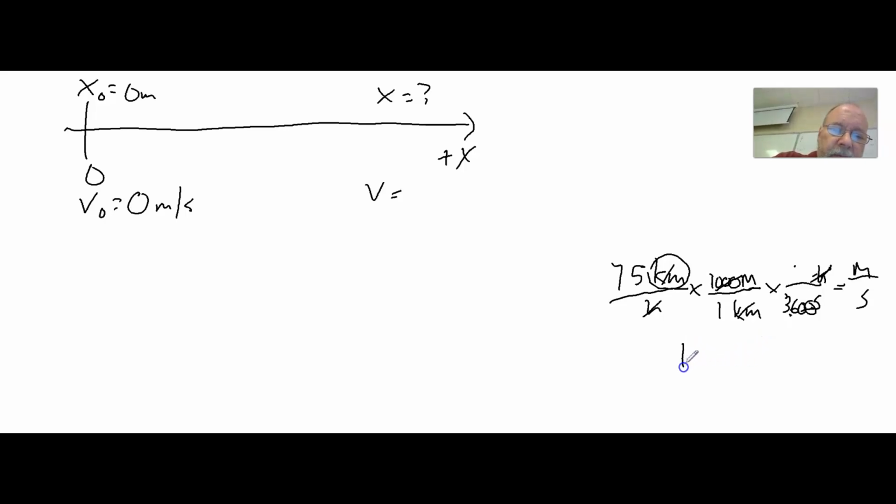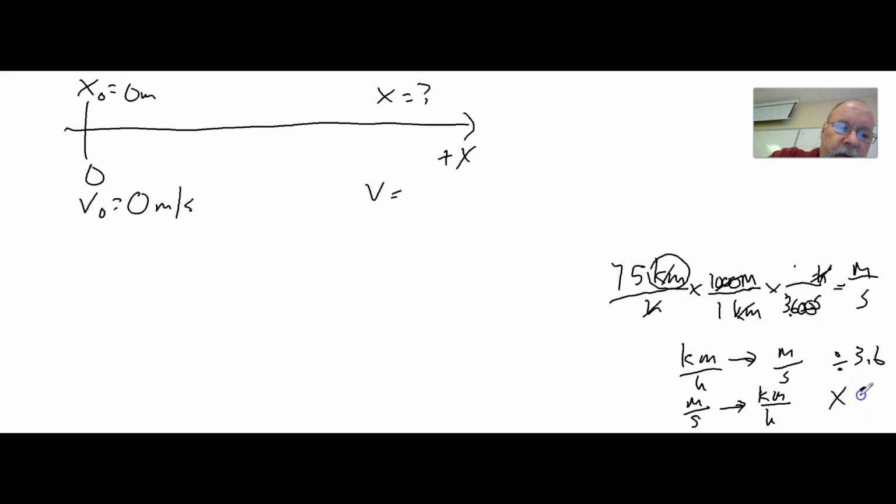So if I want to go from kilometers per hour to meters per second, I divide by 3.6. And I can reverse this process if I want to go from meters per second to kilometers per hour. I just do the opposite, and I'm going to multiply by 3.6. So this is our standard trick. Commit that to memory.